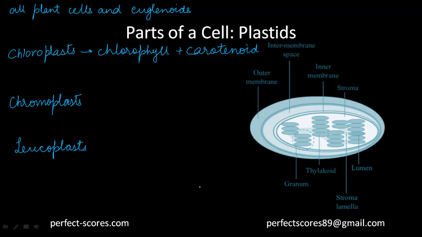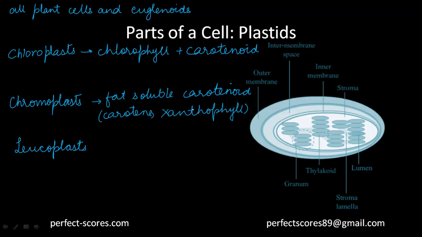In chromoplasts there are only carotenoid pigments, and these are all fat soluble. I'll give you some examples. So these are two examples. One is carotene, one is xanthophyll, and this can give the plant lots of different colors like red, orange, or even yellow. The leucoplasts are colorless plastids.